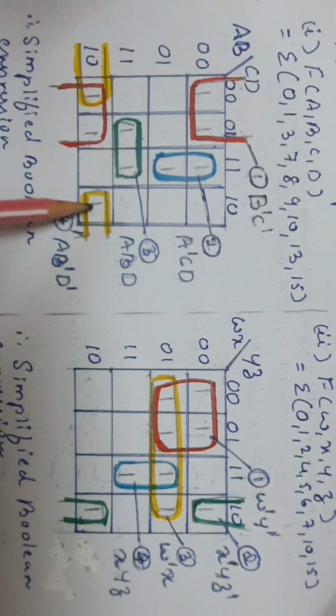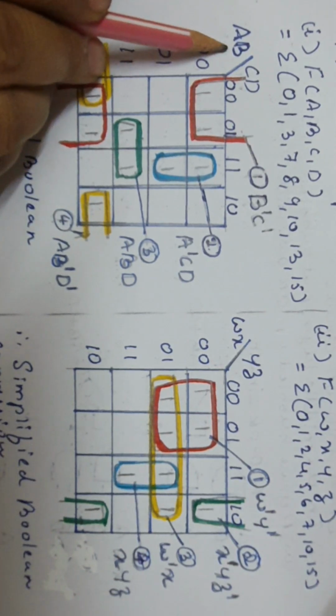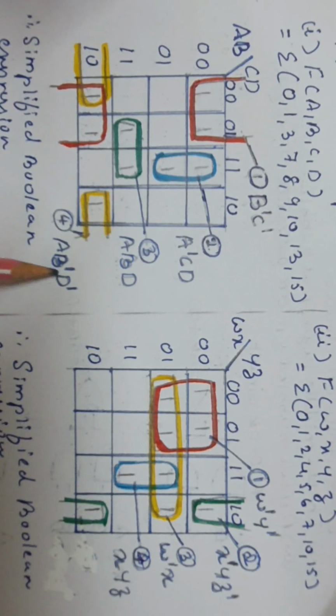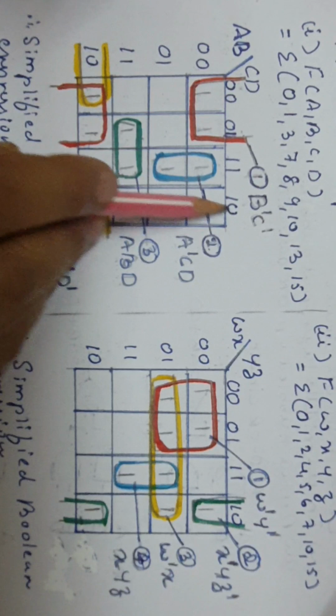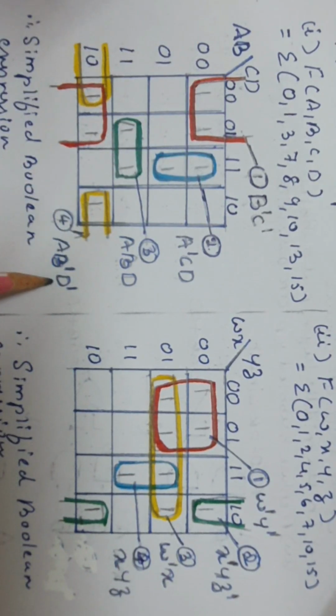Next, for group 4, these 2 members are covered in this row, hence 1, 0 with respect to AB, AB dash. And these 2 are covered column wise in these 2 columns, 0, 0, 1, 0. This second 0 is common with respect to D, that is D dash. Hence AB dash row wise, D dash column wise, AB dash D dash, that is for the fourth group.